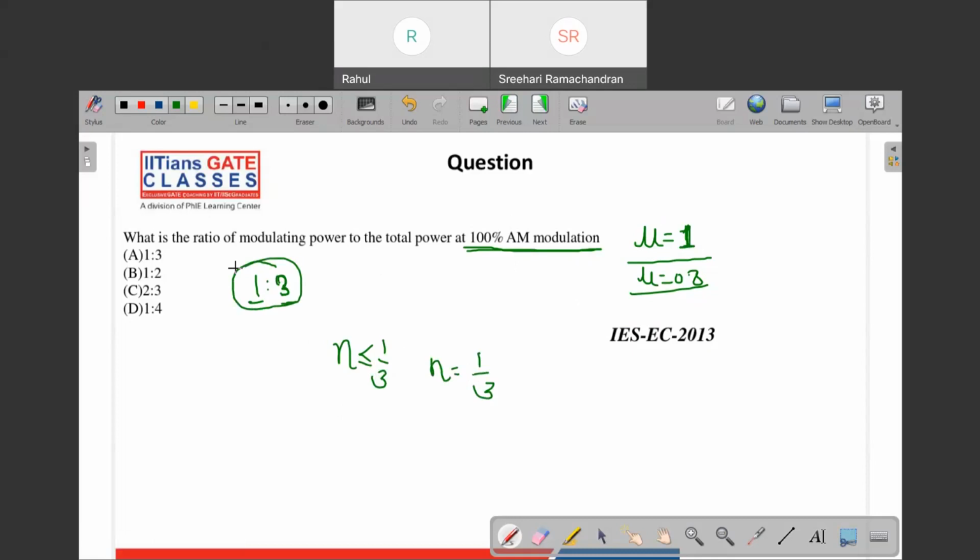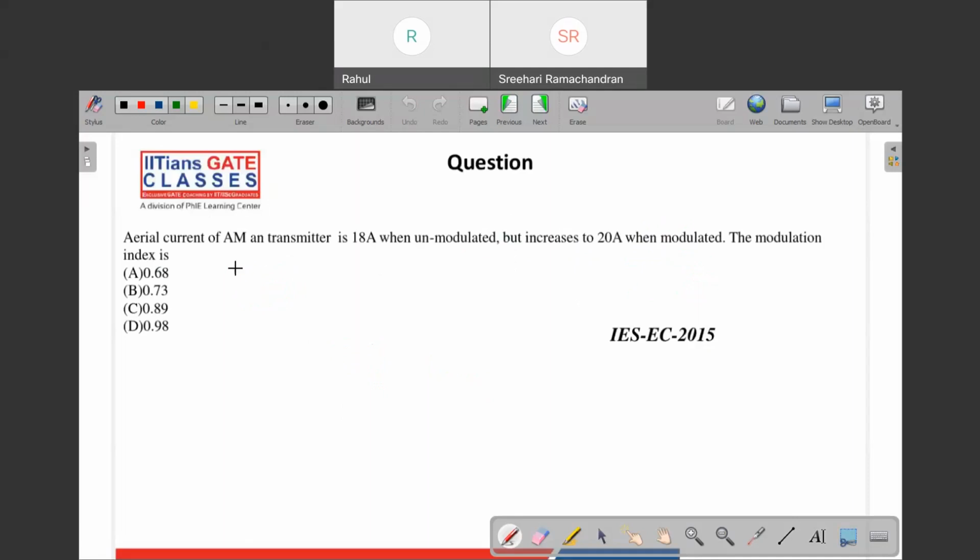Let me go to the next slide. Okay. Now this problem is framed in a very weird way. We have a current in the AM transmitter equal to 18 ampere when there is no modulation. When it says it is unmodulated, it means that the message is not present.